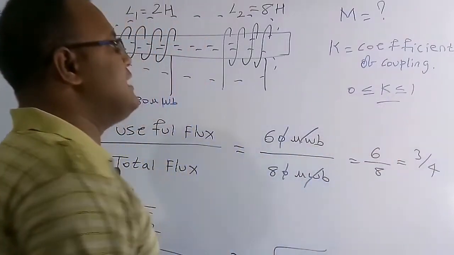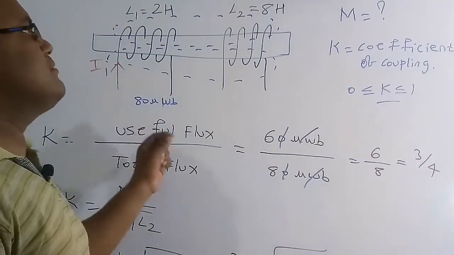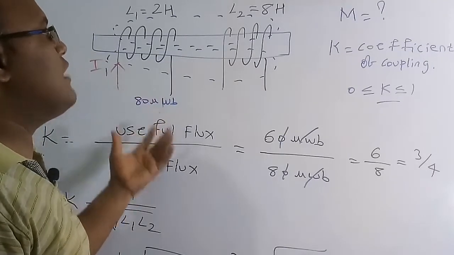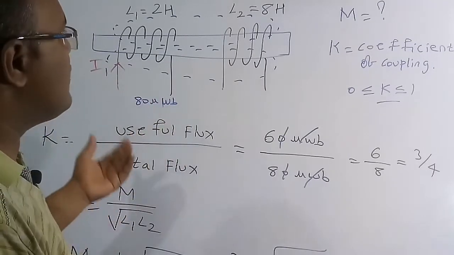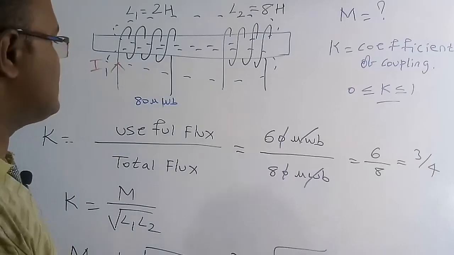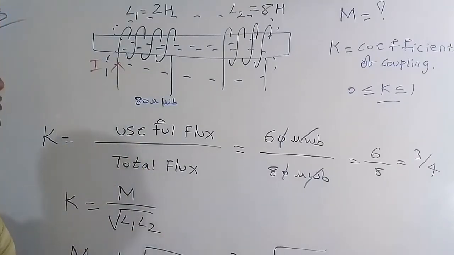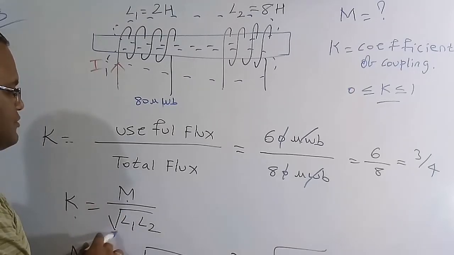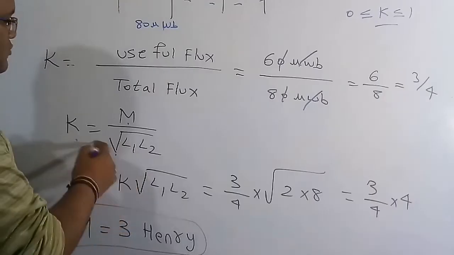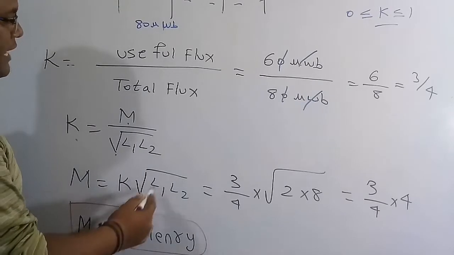Therefore K is the ratio of the useful flux, the mutual flux between coil 1 and coil 2, to the overall flux produced by coil 1. It is the ratio of useful flux to total flux. Now K is equal to M divided by the square root of L1 L2. So if you take this, M is equal to K times the square root of L1 L2.